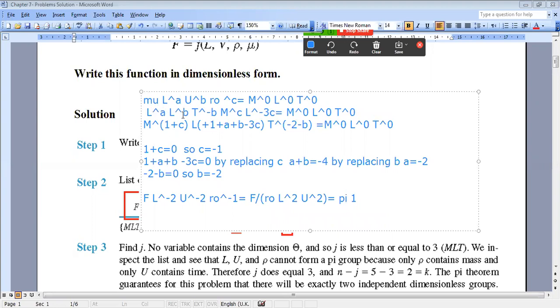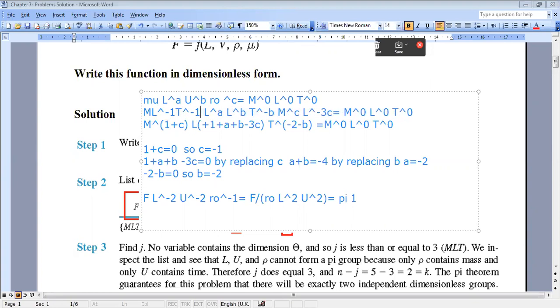Instead of F, I take the dimension of mu, which is M L minus 1 T minus 1, so M, L to the power minus 1, and T to the power minus 1. And the remaining terms will remain as they are.